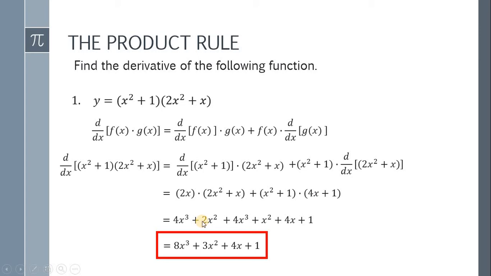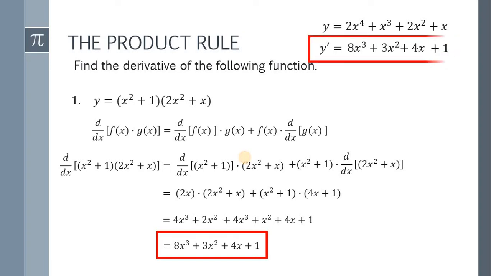Now, syempre, yung iba magtatanong, Sir, di ba mas madali kung i-distribute lang natin? Like for example, gamit natin ito ng FOIL method, we get 2x raised to the 4th power plus 3x cubed plus 2x squared plus x. Then after nating ma-distribute, pwede na natin kunin yung derivative. So we have y prime is equivalent to derivative ng 2x raised to the 4th power, we have 8x cubed, ito yun, plus derivative ng x cubed, we have 3x squared, ito yung pangalawang term, plus the derivative of 2x squared, we have 4x, ito siya, yung pangatlong term, and then derivative ng x, we have 1.